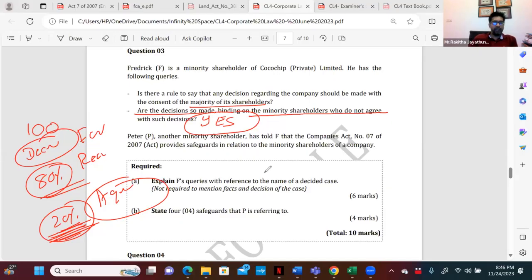Even though they have voted against that decision. We call it the majority rule.